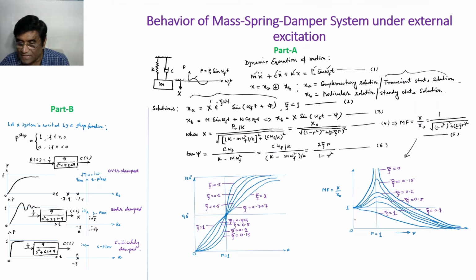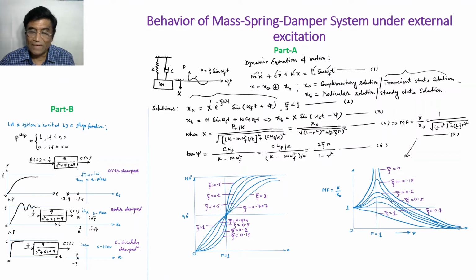Now see what that characteristic is. R equals 1 means your natural frequency equals the external frequency, okay? And if zeta is 0, zeta being 0 means no damping. So again it is a mass spring system with external frequency matching the system natural frequency.